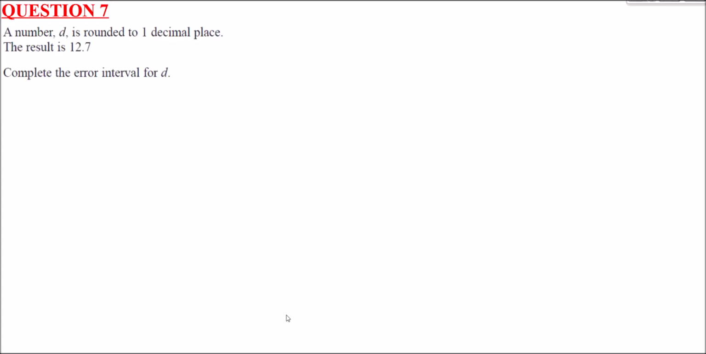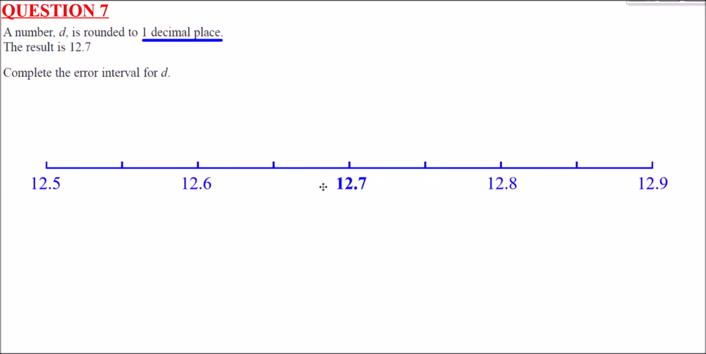Question 7, a number D is rounded to 1 decimal place. The answer is 12.7. Complete the error interval for D. So if it's been rounded to 1 decimal place, I always imagine this as the times table you're looking at. Imagine the 1 decimal place times table. 0.1, 0.2, 0.3, 0.4, 0.5, and so on until you get close to 12s. So imagine the 0.1 times table in the region of 12.7. So going up in 0.1s, eventually we get to 12.5, 12.6, 12.7, 12.8, 12.9.